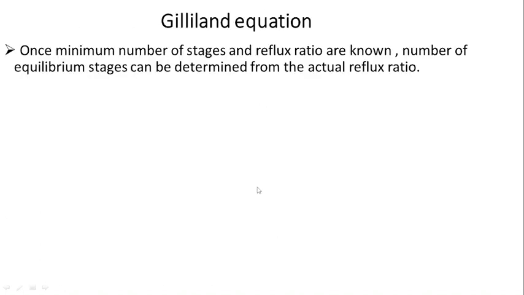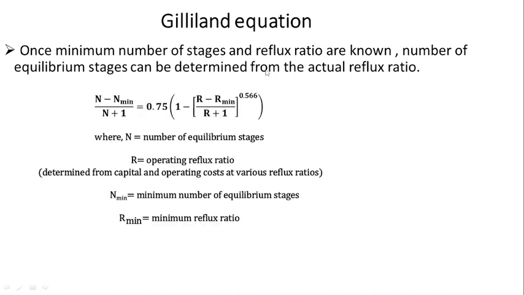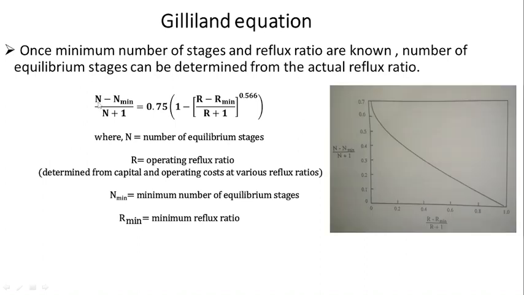Next is the Gilliland equation. Once the minimum number of stages and reflux ratio are known, the number of equilibrium stages can be determined from the actual reflux ratio. So this is the equation. Previously we have obtained N minimum and R minimum. If we fix one operating reflux ratio, that is R, we can find the number of equilibrium stages for that case. This can be found from the equation or from a plot also we can find the N value.